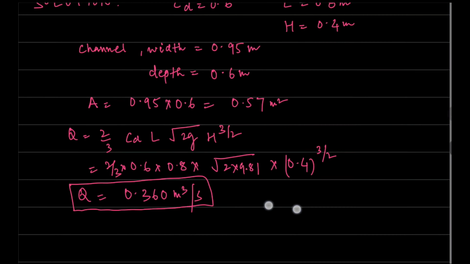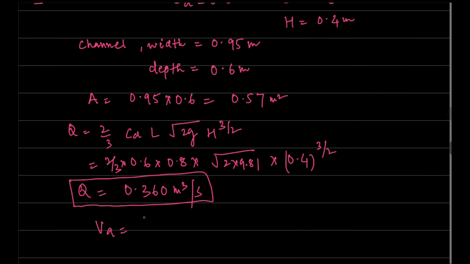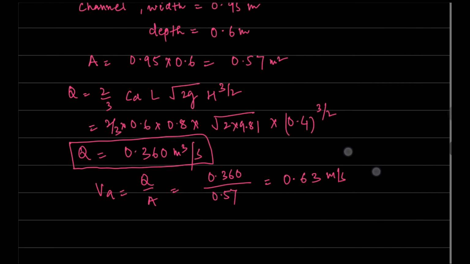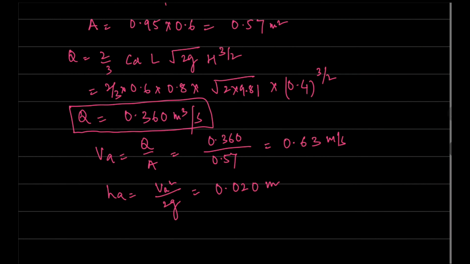Now using this Q value, we can figure out the VA. So VA is equal to Q over A. Q is 0.360 and A is 0.57. So this gives a value of 0.63 meter per second. Corresponding to this VA value, we can figure out HA, that is VA square divided by 2g. So this value is coming out to be 0.020 meter. So that is the HA.